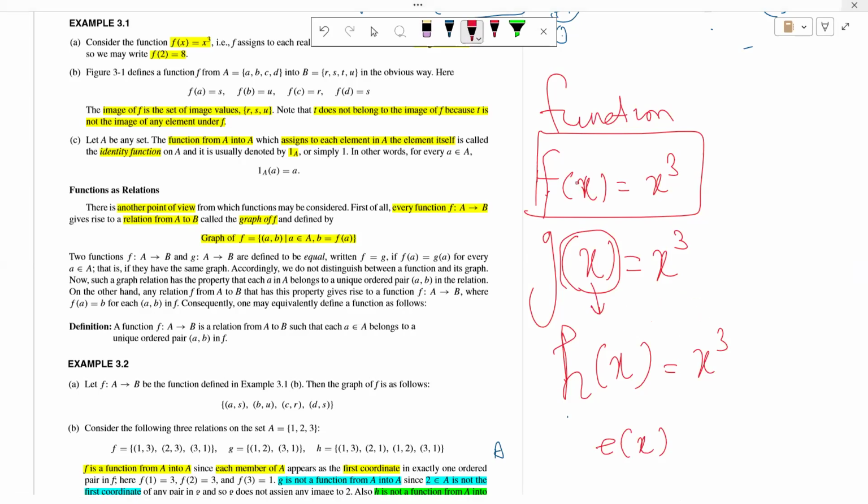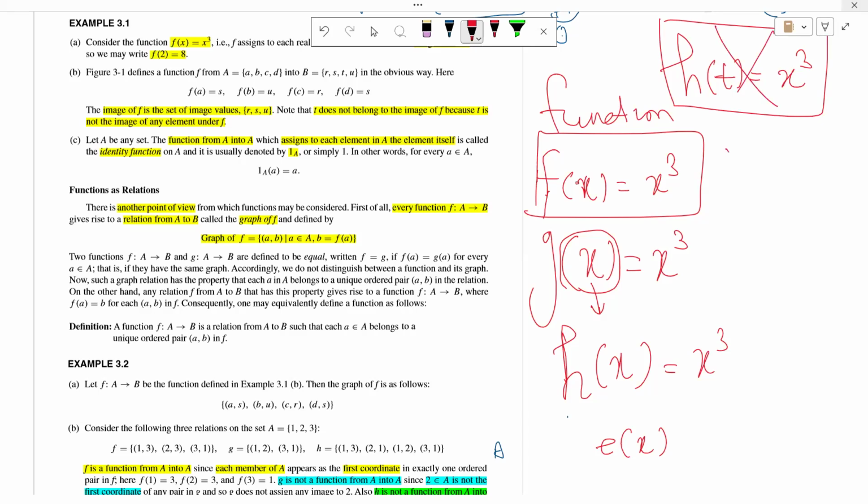Now if I write h of t, what does it mean? h of t means this is a function. What is the variable here? If I write h of t is equal to x cube, is it correct? It's wrong.